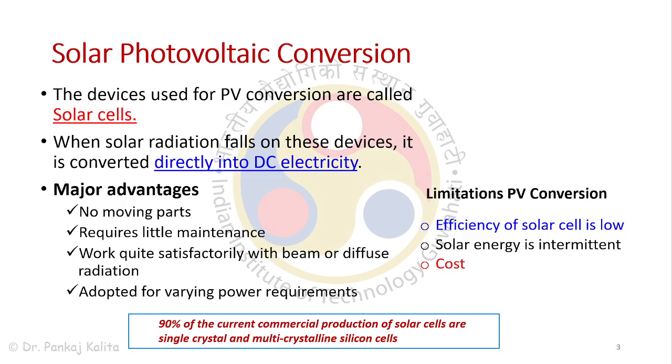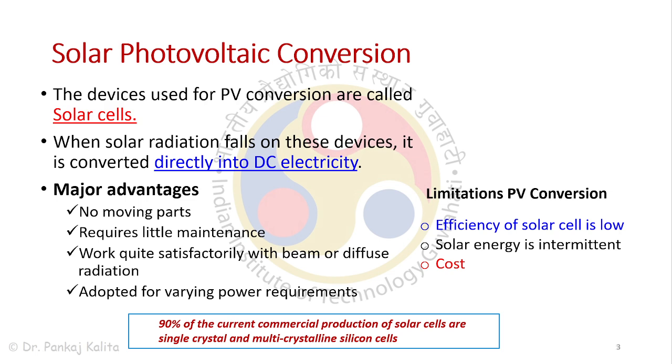So basically, the devices that are used for this PV conversion are known as solar cells. The basic building block of any solar PV module is the solar cell. On this solar cell the radiation falls and it converts your solar energy directly into DC electricity. The advantage of solar PV is that it has no moving parts, requires little maintenance, and works with both beam and diffuse radiation, and we can adapt it for varying power requirements.